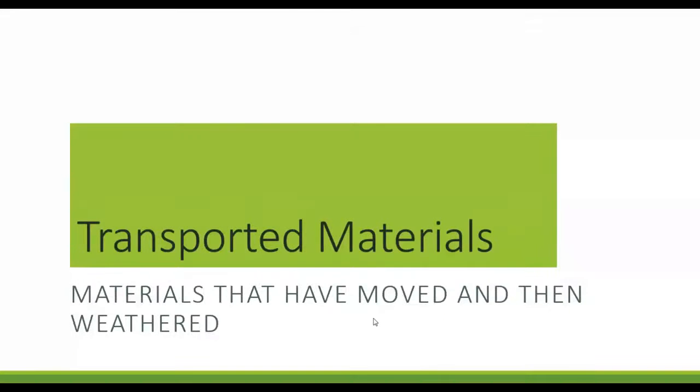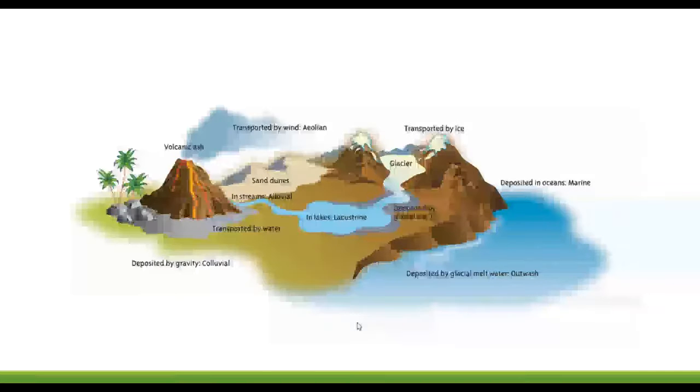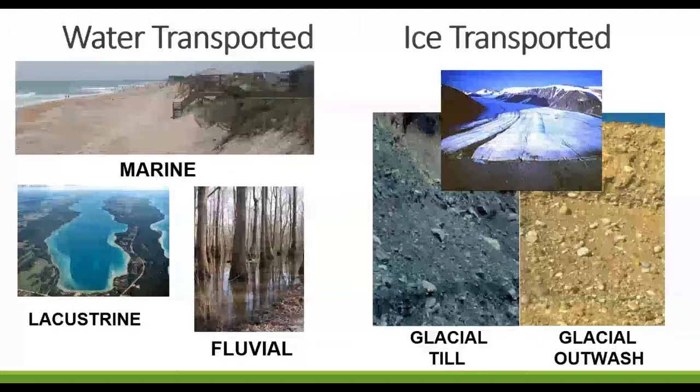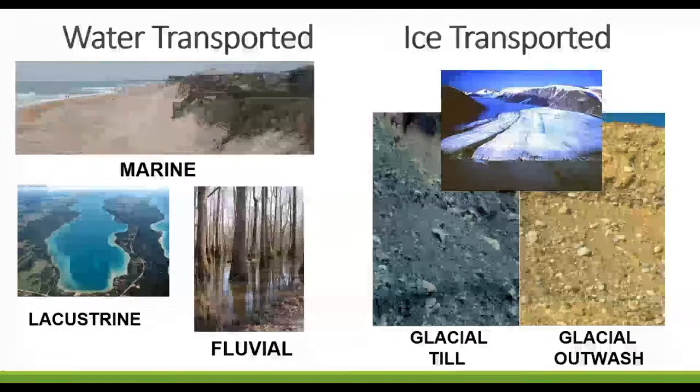We then have transported materials, materials that have moved and then continued to weather. This diagram shows all the various types of parent material that could be moved and what they could be moved from, and they can occur all across the landscapes. So water transported to ice transported, common everywhere.